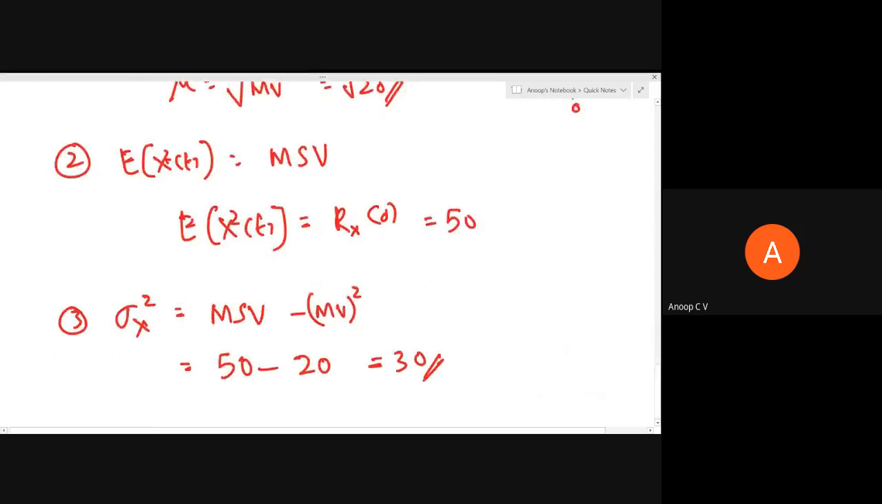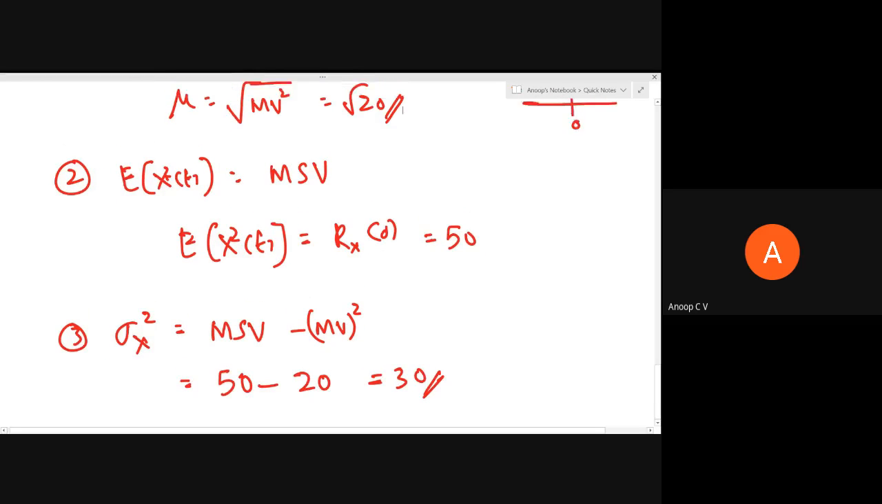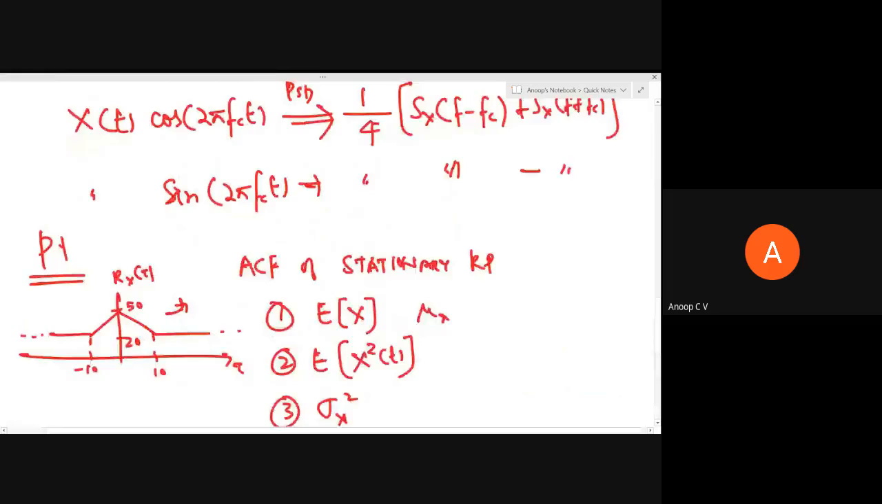So this first problem, is it clear? First problem, is it clear? Yes, sir. Yeah, okay, fine.